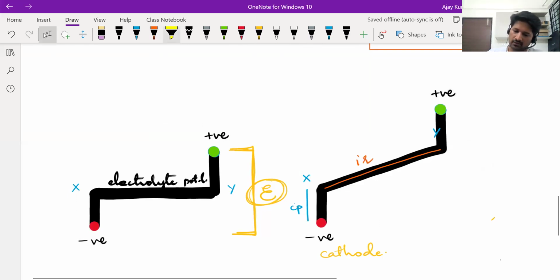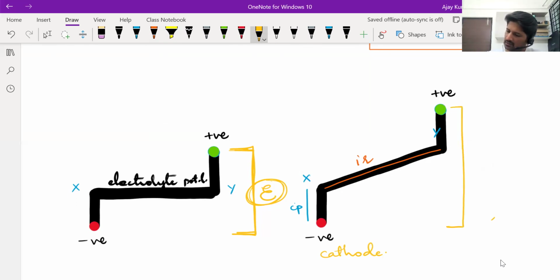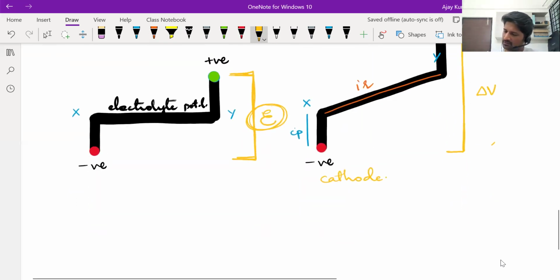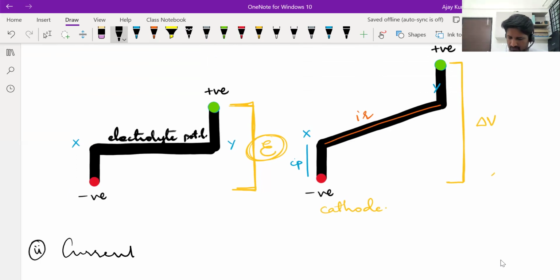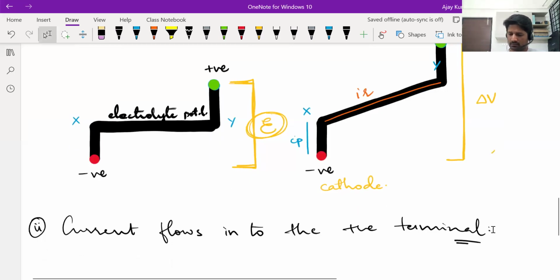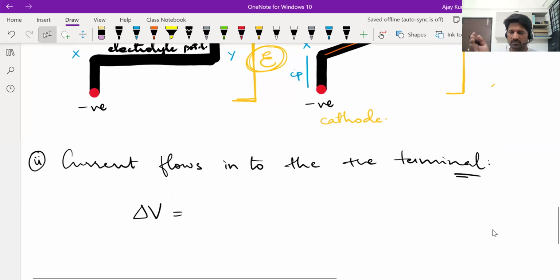Now you look at the total potential difference between the anode and the cathode. It is clearly more than the EMF of the cell. And how much more is it? There's an extra IR. So when current flows in the reverse direction, that is, when current flows into the positive terminal of the battery, then the terminal voltage, that is the actual potential difference that you see across the battery, will be more than its EMF. It will be E plus IR.